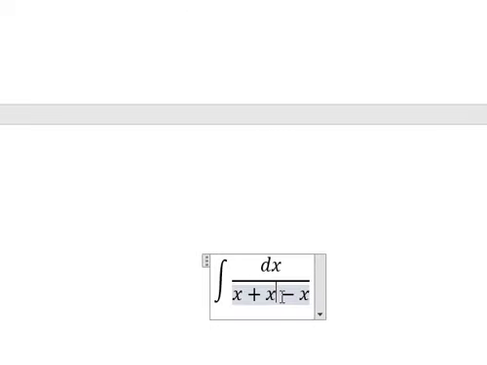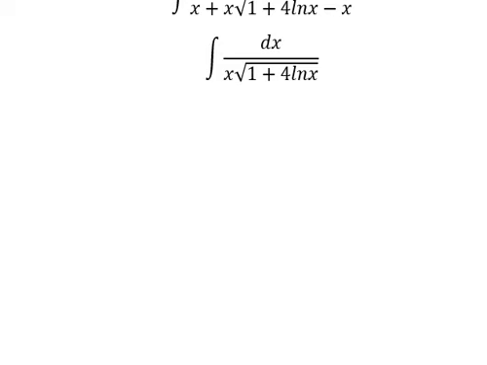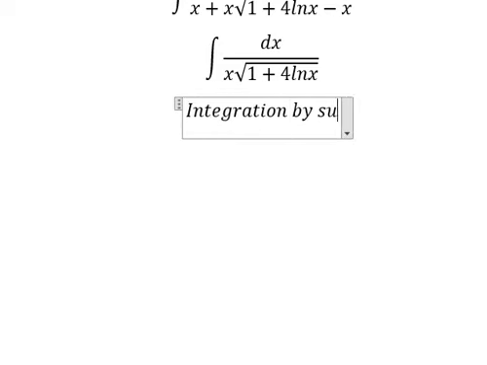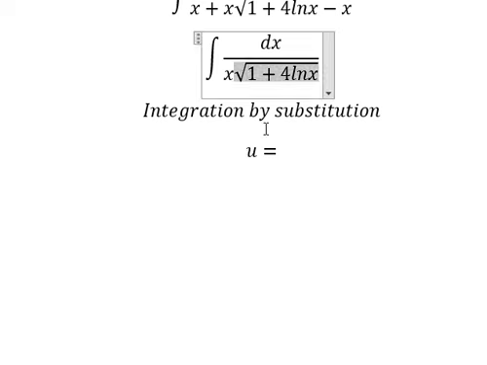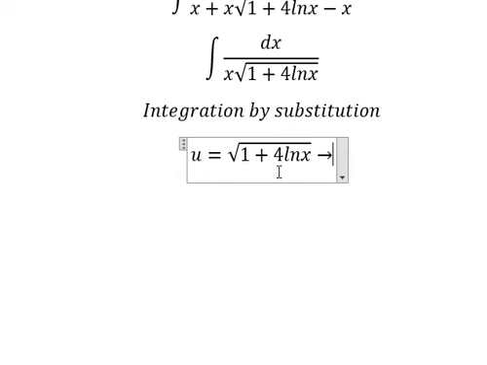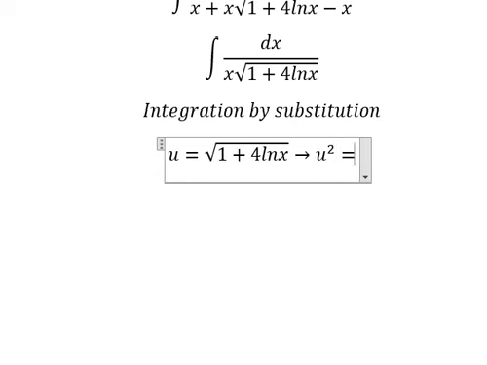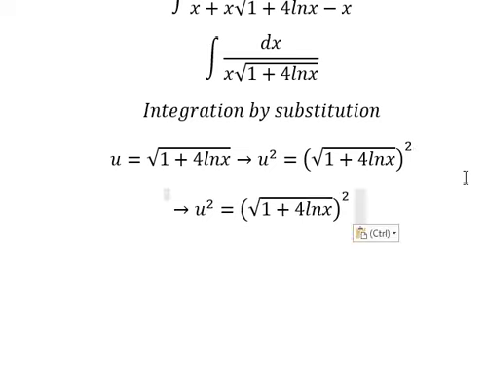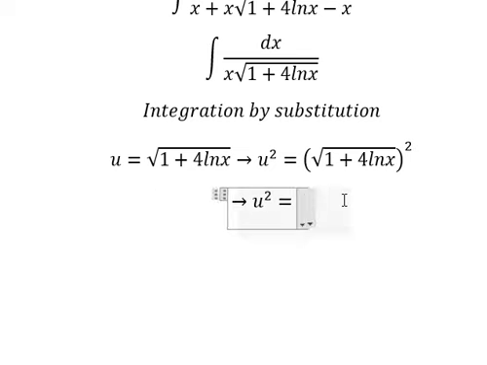And now we can use integration by substitution. So I will put u equals to this one. Later we put the square on both sides to cancel the square root. And this one we have 1 plus 4f and s.